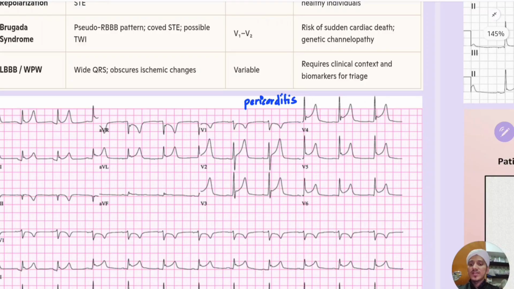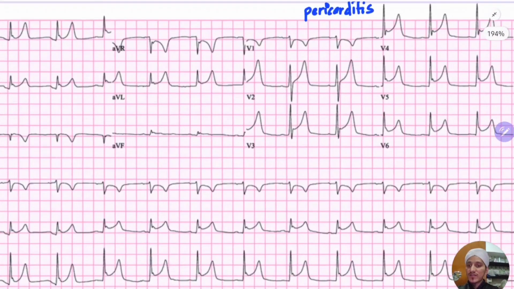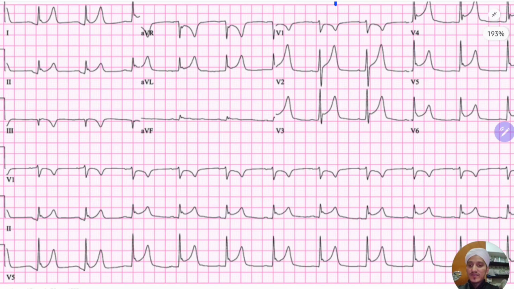You can see diffuse concave elevation. One more thing I forgot to tell: there should be PR depression, no? PR segment depression. We should see PR segment depression in pericarditis. We have not seen it, no? Let us see whether there is PR segment depression here. Yes, you can see there is PR segment depression here. In this lead you see there is PR segment depression in lead 2 as well as in lead 1.